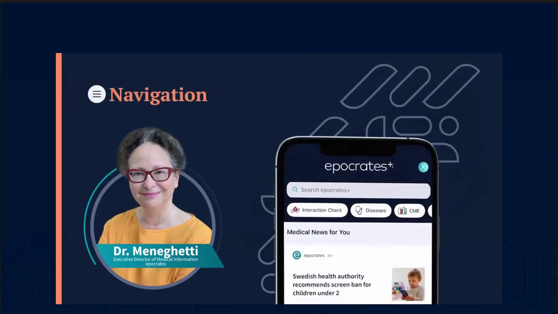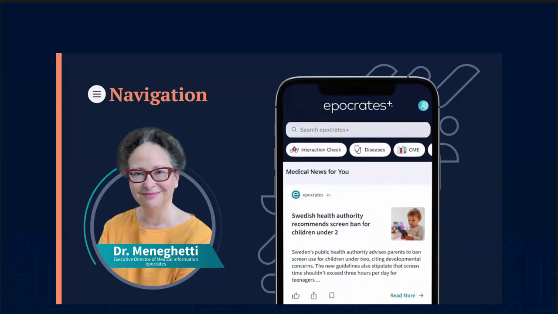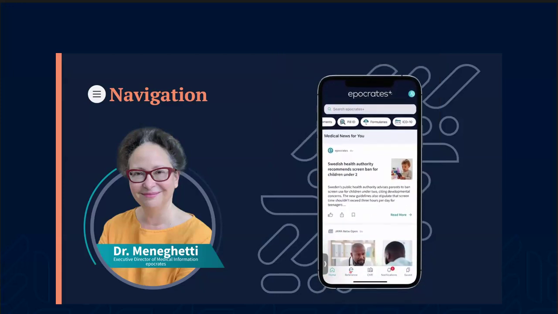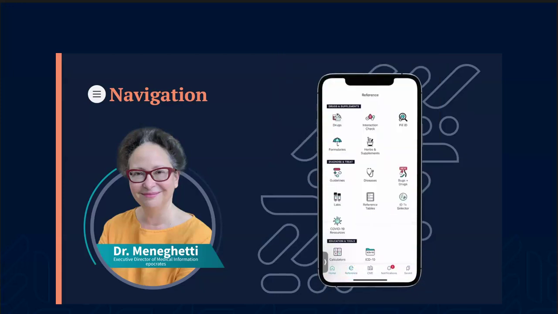Let's go through the Epocrates home screen navigation. Along the top of the screen, just below the search bar, you'll see a scroll of all the different reference content types. And one quick way to get to a full list of all these reference content types is at the very bottom of the screen, where you'll see a list of all these reference content types in one view.